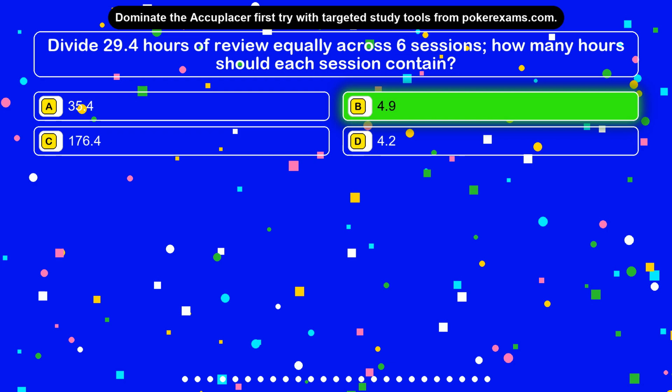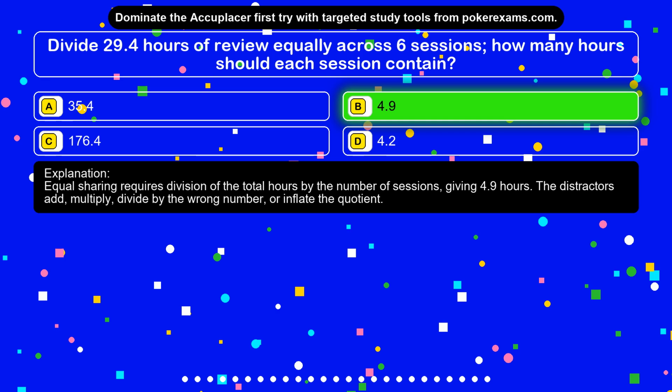The correct answer is option B, 4.9. Equal sharing requires division of the total hours by the number of sessions, giving 4.9 hours. The distractors add, multiply, divide by the wrong number, or inflate the quotient.